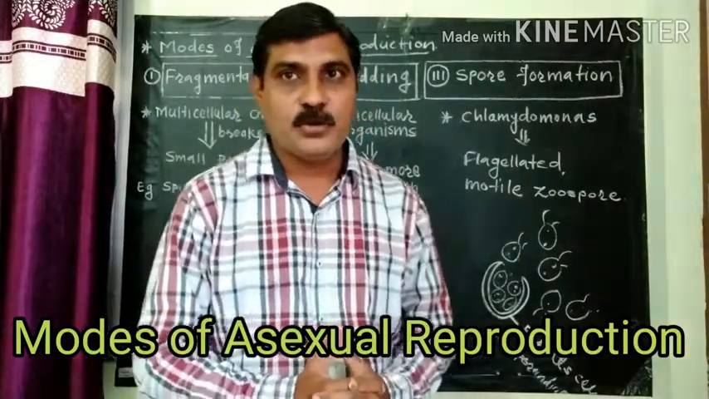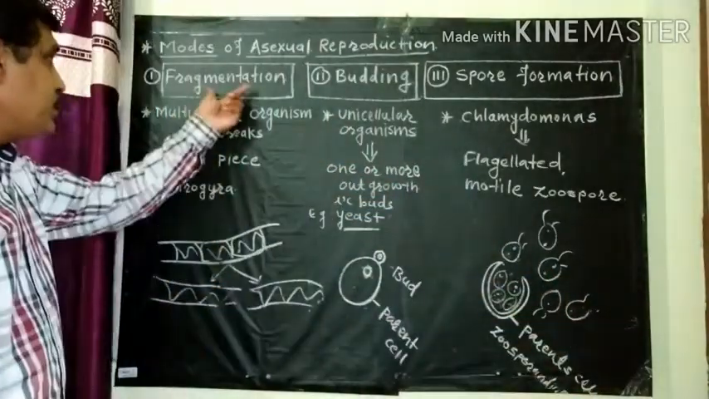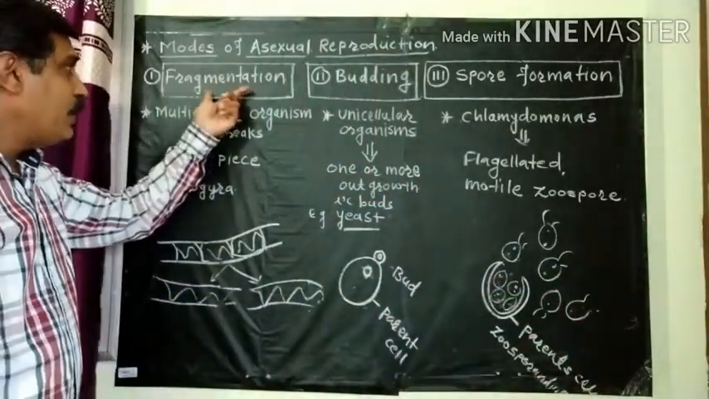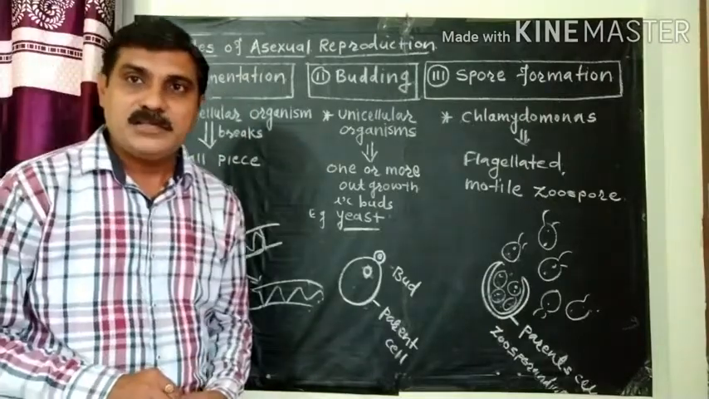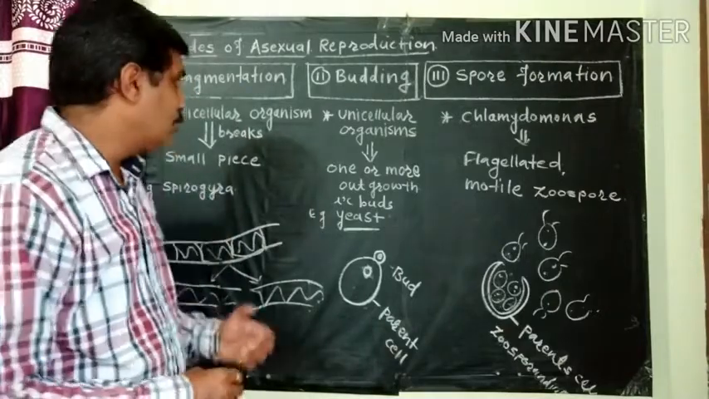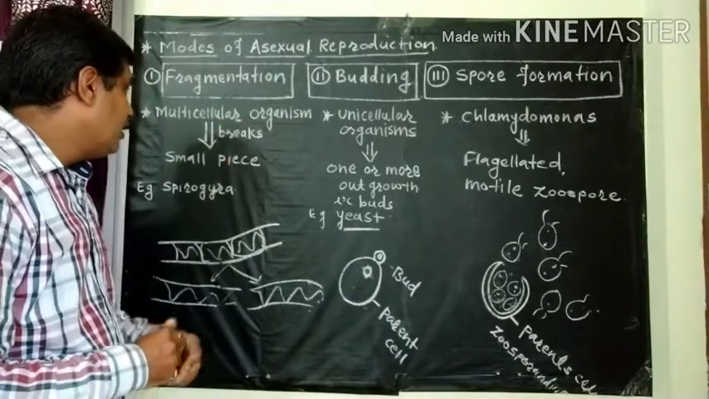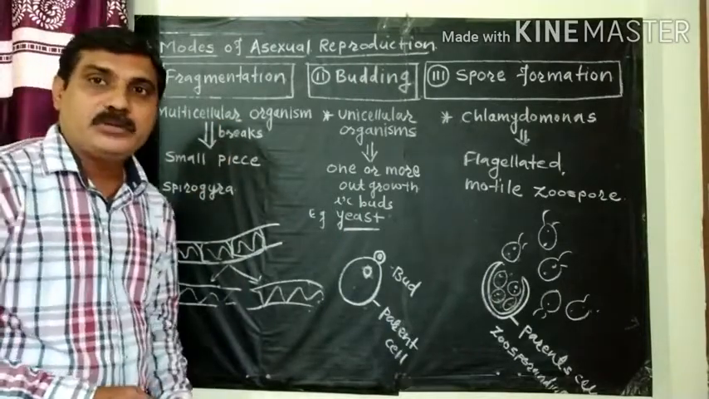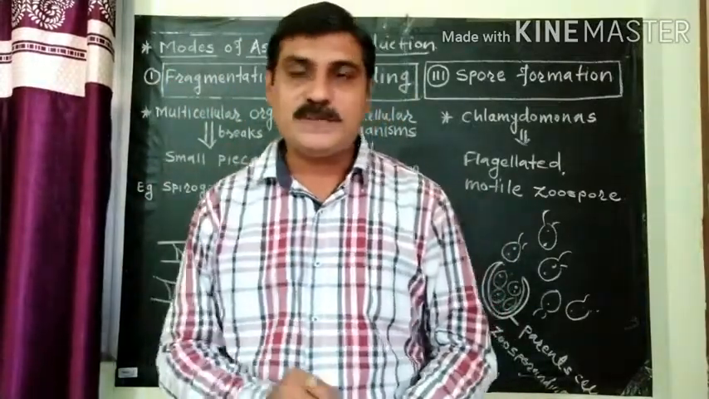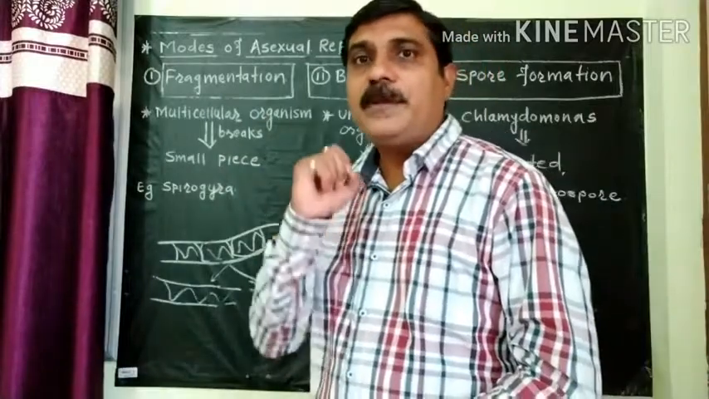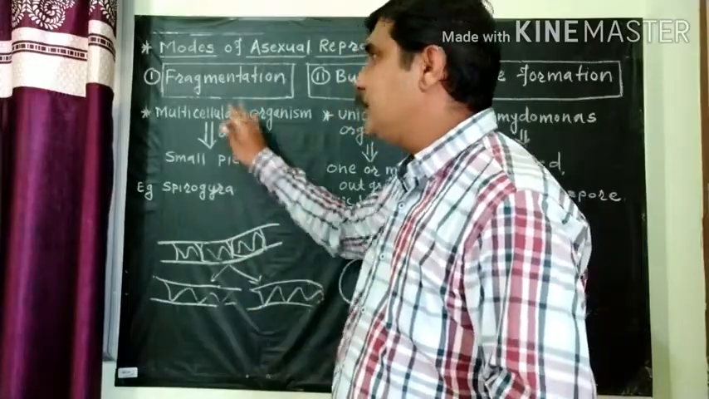Let us discuss first of all the fragmentation. Fragmentation is the process by which asexual reproduction takes place particularly in multicellular organisms like Spirogyra. In Spirogyra, the filament undergoes breakdown and forms small fragments, and in this process each fragment develops into a new Spirogyra. So this process is known as fragmentation.